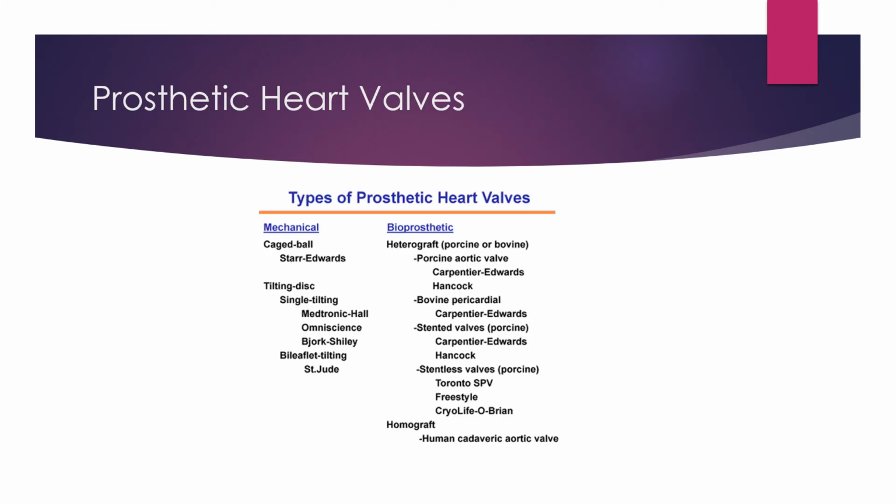The types of prosthetic heart valves could be mechanical or bioprosthetic. The historical ones are the caged ball valves and tilting valves, but now we use the bileaflet tilting disc valve. Bioprosthetic valves could be heterograft or homograft. Heterografts could be porcine, bovine, stentless, or stented.